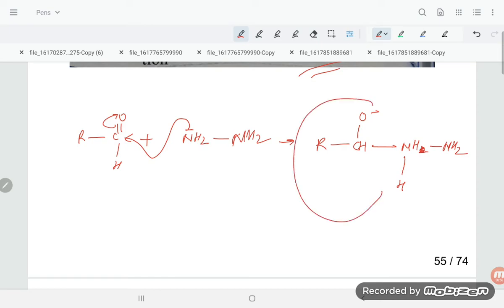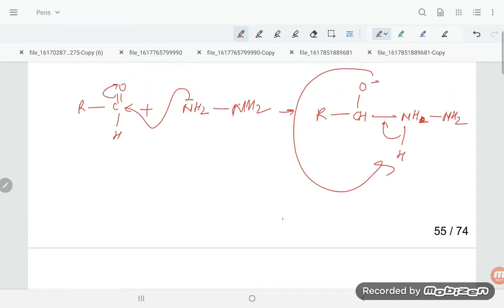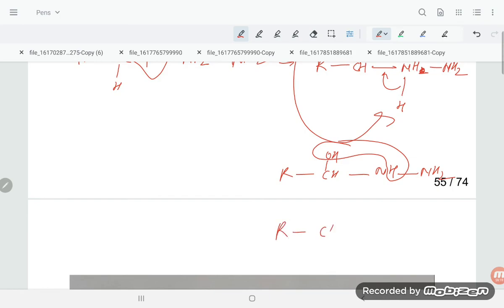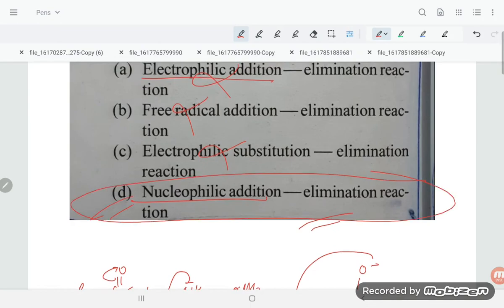So if you are seeing this, this hydrogen will be taken out and this will be shifting here. So what compound are you going to get, students? You are going to get R, here is a CH, here is an OH, and here is NH or NH2, right? Now finally this OH and this N are out. So what will be there, students? R, it will be CH double bond N and NH2. So this is the elimination, because here what has happened is minus H2. So nucleophilic addition and elimination reaction, option number D.